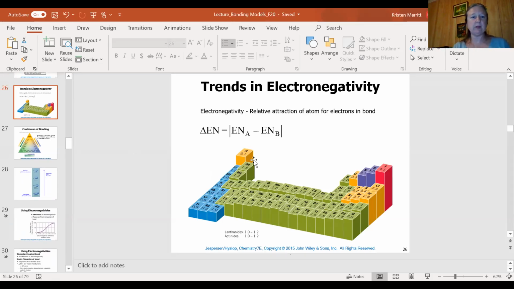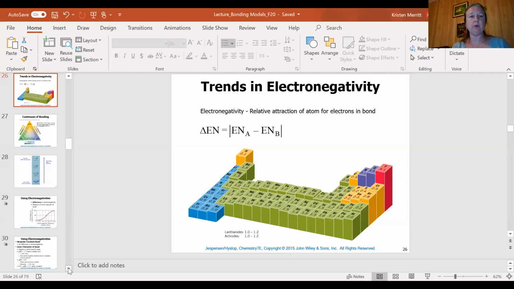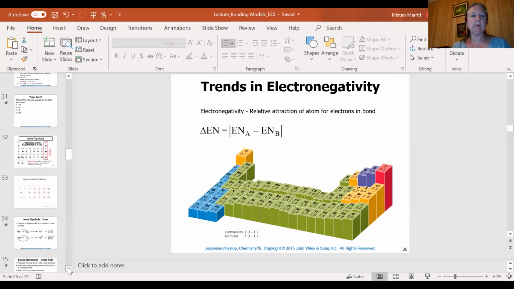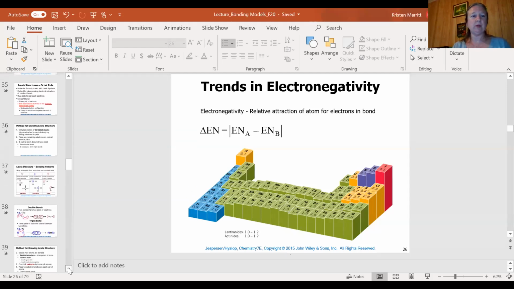Okay, so the next lecture I'm going to start talking about Lewis structures and formal charge and resonance and fun things like that. As soon as I can get this.